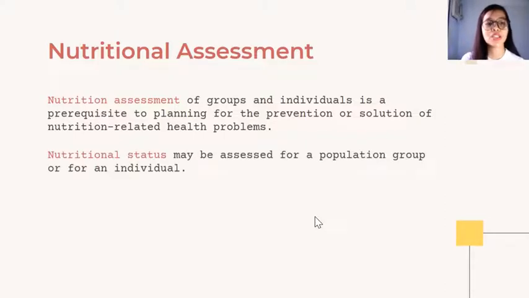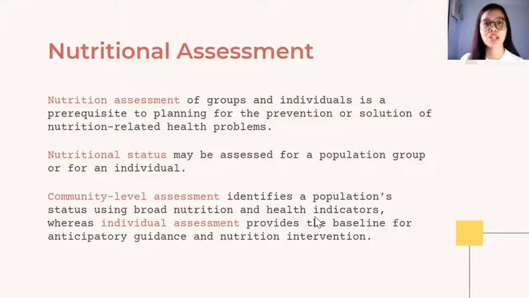Okay, so nutritional status may be assessed for a population group or an individual. So basically, there are two kinds of nutritional assessment. You have your community level assessment and then your individual assessment. Community level assessment identifies a population status using broad nutrition and health indicators, whereas your individual assessment provides the baseline for anticipatory guidance and nutrition intervention. So let's discuss first the community level assessment.